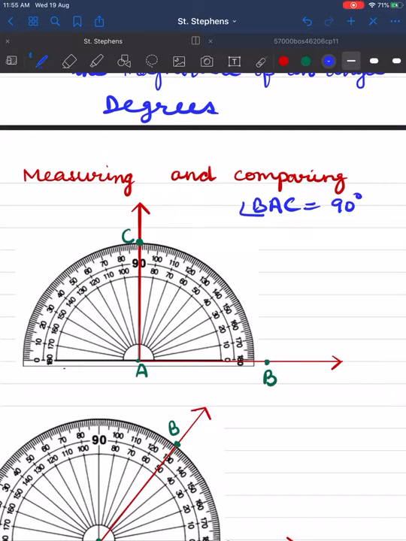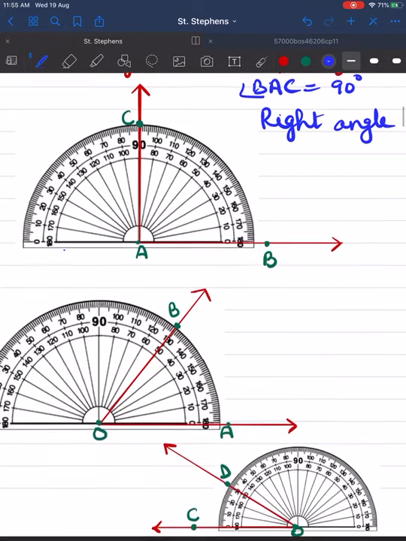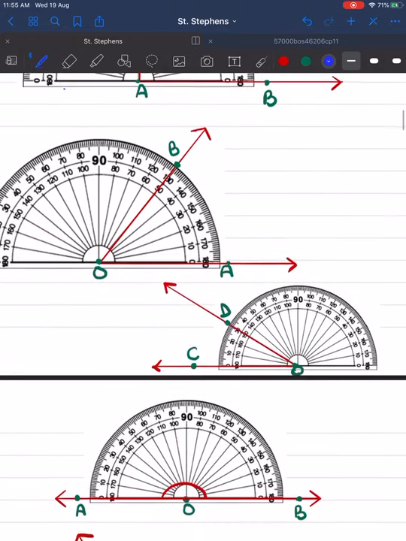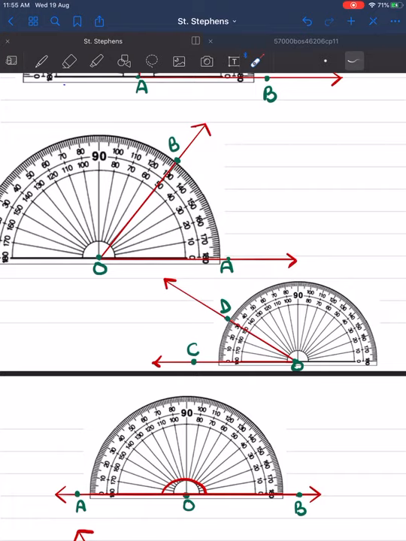And children, remember the vertex of the angle is always written in the middle while naming the angle. Now if the measure of an angle is 90 degrees, it is called a right angle. Now let's measure the next angle. So we read the mark on the curved edge of the protractor against point B and we observe it is 50. So here angle AOB is equal to 50 degrees.